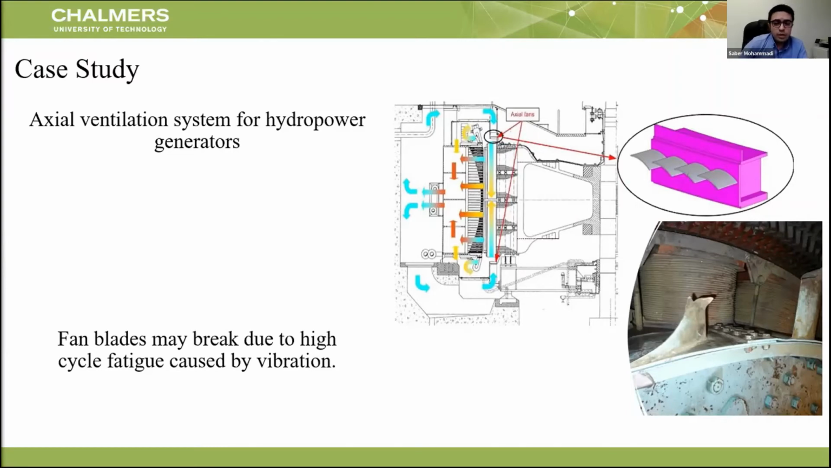Therefore, they don't have ideal flow angles close to the blades. For this condition, it is necessary to study fluid-solid interaction on the blades to be able to avoid fan blade failure. Here you see a broken fan blade in the bottom right picture. This broken fan blade may cause severe damage to other parts of the machine.